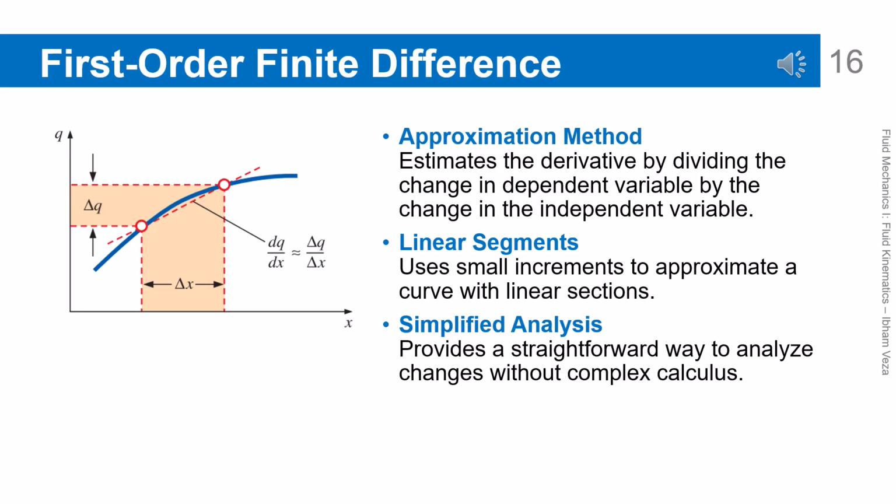First-order finite difference. A derivative can be approximated by dividing the change in a quantity by the change in the independent variable. This approach uses small segments that are assumed to be linear. In this way, a curve can be approximated without using complicated calculus. This method is widely used in numerical analysis and discrete approximations. The concept also helps in understanding the physical meaning of a derivative.